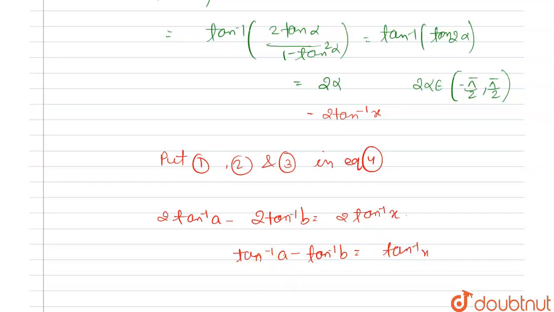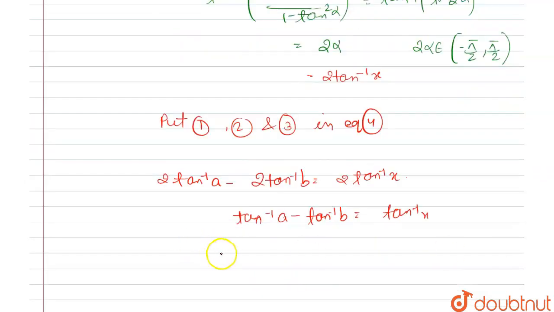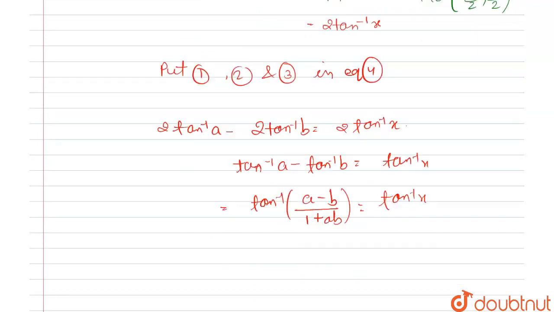Now we can apply the formula of tan inverse of x minus tan inverse of y. So we can write it as tan inverse of a minus b divided by 1 plus ab, and that equals tan inverse x. So from here we can write x equals a minus b divided by 1 plus ab. So this is our final answer, and hence proved.